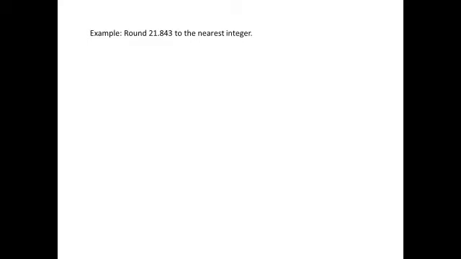Example, round 21.843 to the nearest integer. Rounding to the nearest integer is like rounding to the nearest ones place. So we look at the digit to the right, it's an 8, we round up. So this is approximately equal to 22.